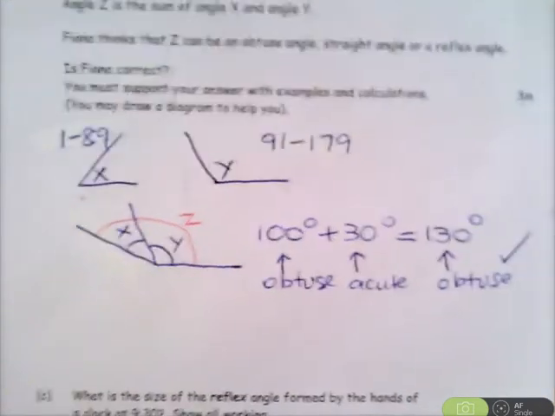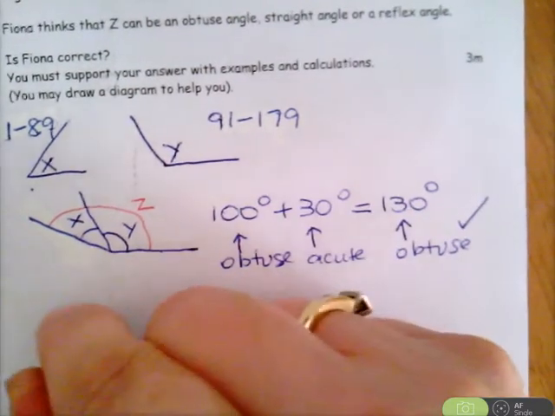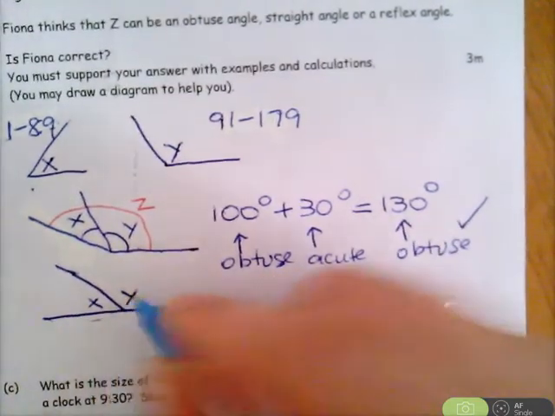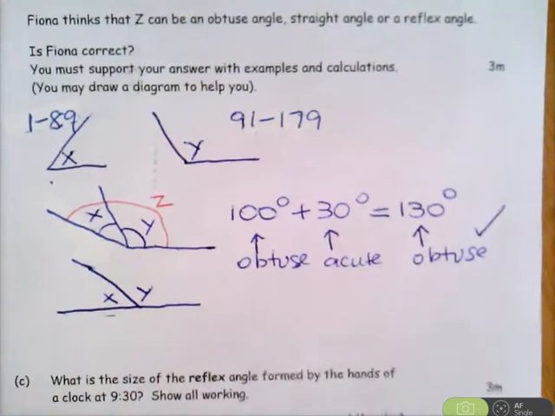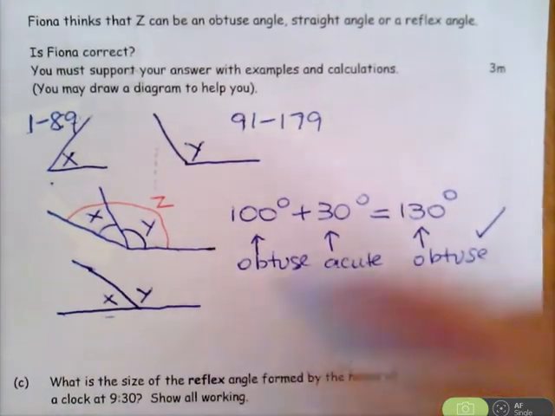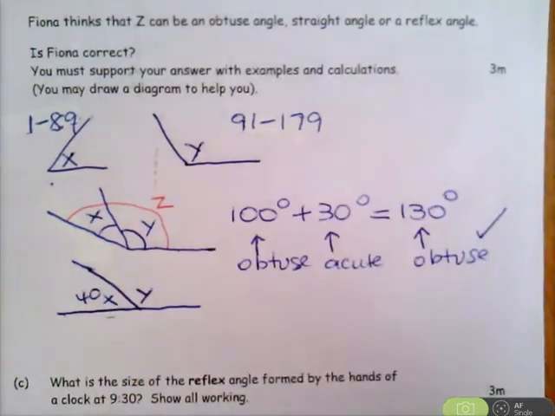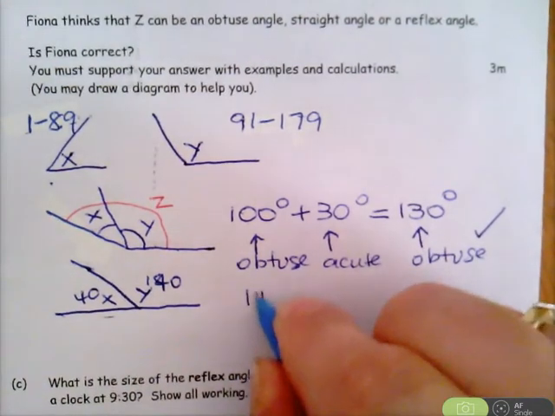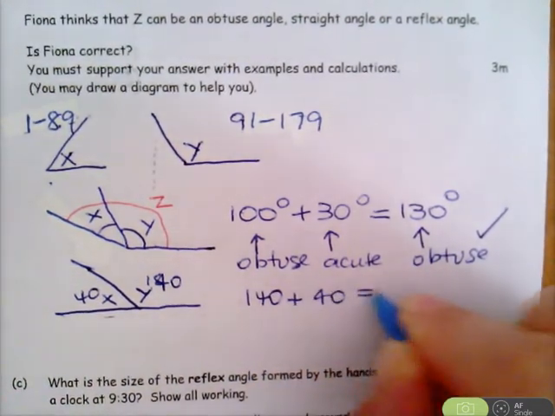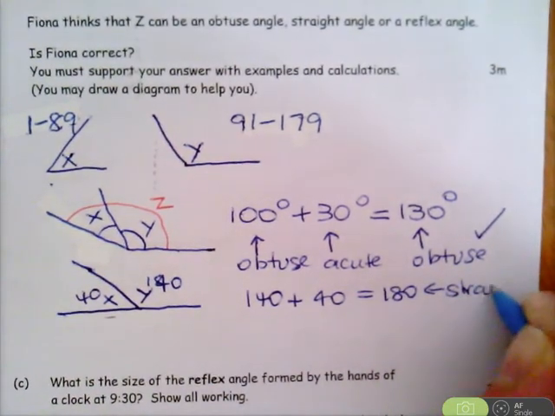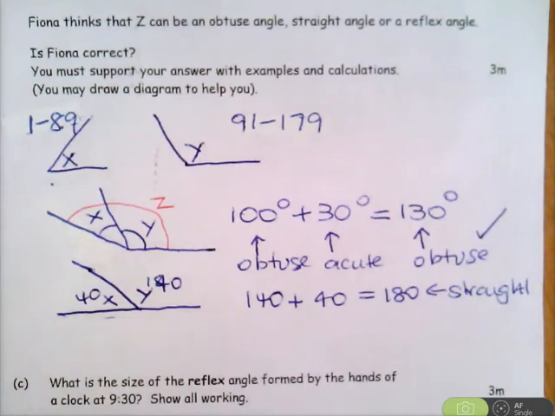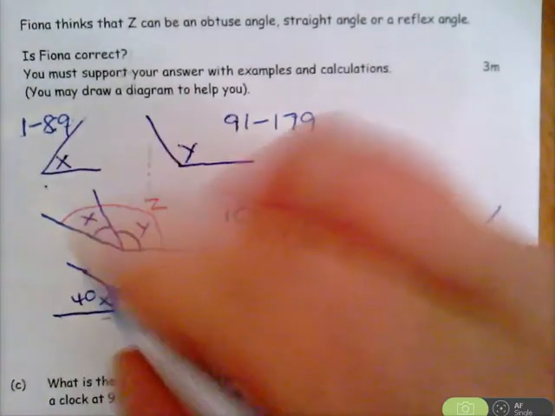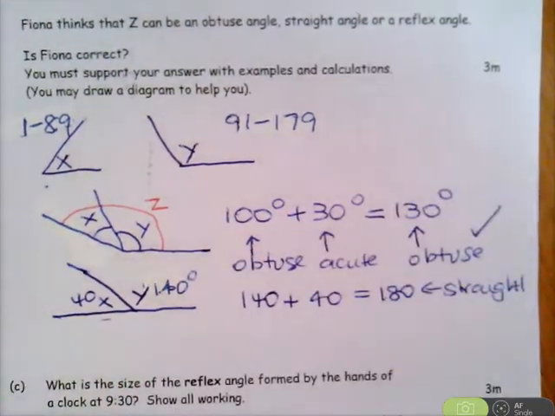Now let's see if we can end up with a straight line. I'm just going to draw a straight line, and look, here is an acute angle and here is an obtuse angle. So I can end up with a straight line with an acute angle and an obtuse angle. Let's just make up some numbers. Let's pretend that this is 40, and this one's 140. So 140 plus 40, yes, that's 180, which is a straight angle. So that works. If I do an obtuse and an acute angle, I can end up with a straight angle.